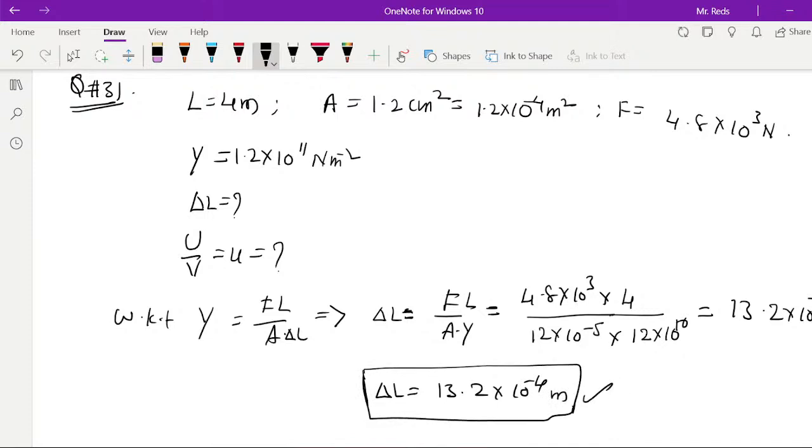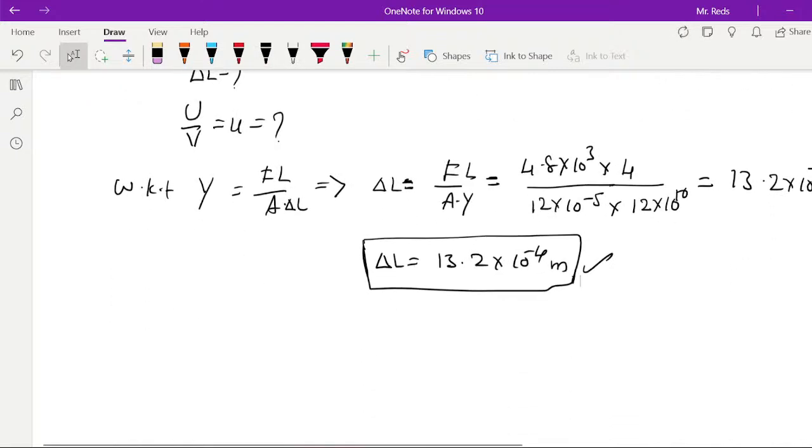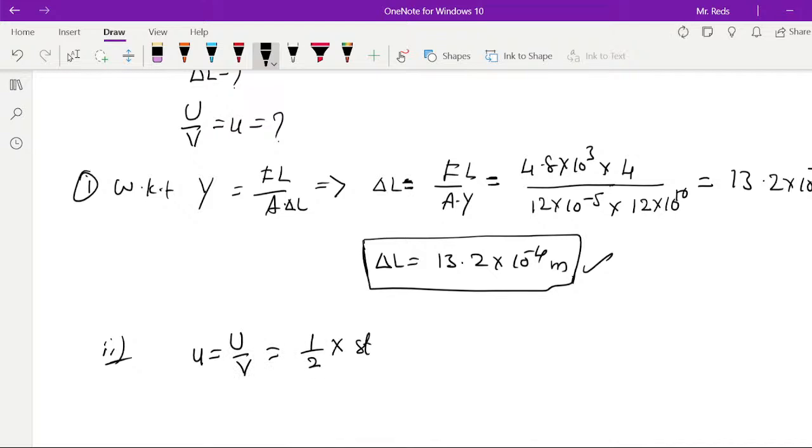That is the increase in length. Whereas the next quantity which you are asked to find is energy per unit volume, which we can also call energy density. Small u, energy per unit volume, is equal to half into stress into strain. As delta L and the original length are given, you can write it directly as half into stress, which is force by area, into strain, which is delta L by L. Original length is given, delta L we have just calculated, F is given, A is also given.